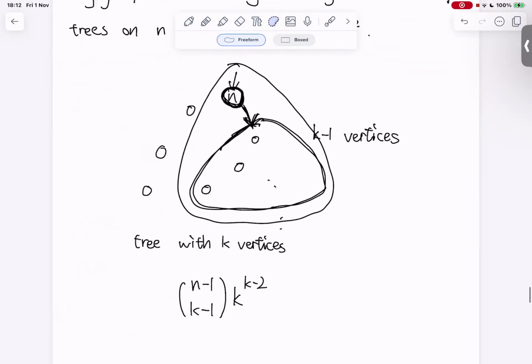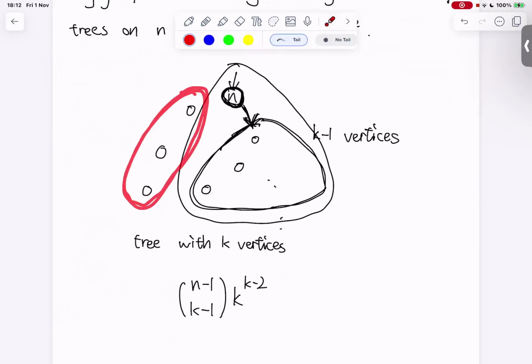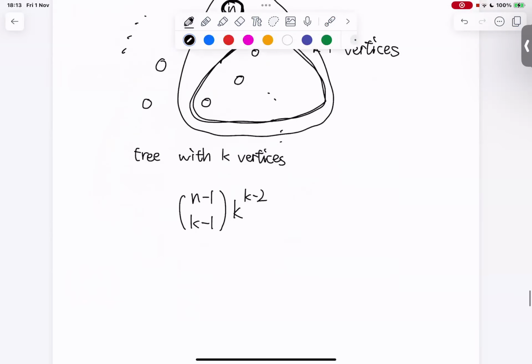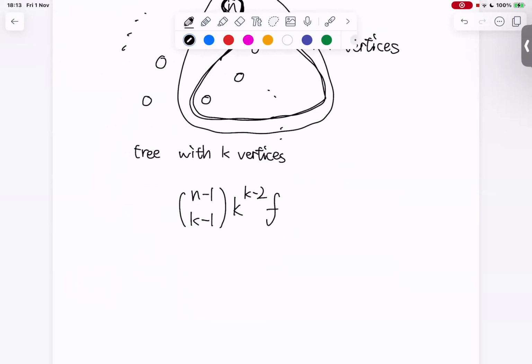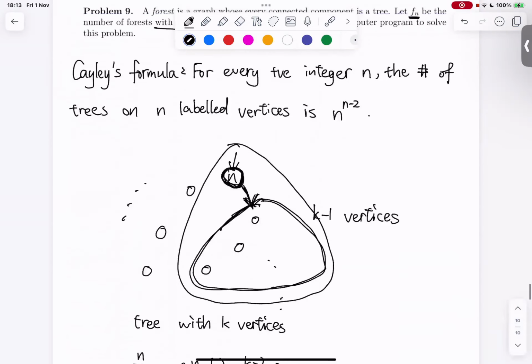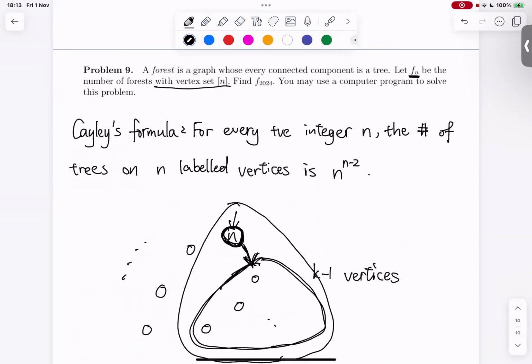And then we have another part. For the remaining vertices, it is just n minus k. Since we have k vertices here, we have n minus k vertices here. So for the remaining part, we just have to calculate the number of forests on these n minus k vertices. Since F_n is the number of forests with n vertices, we just have F_{n minus k}. And then we have to sum over all possible values of k. So this is the formula to calculate the number of forests with a labeled vertex set n.